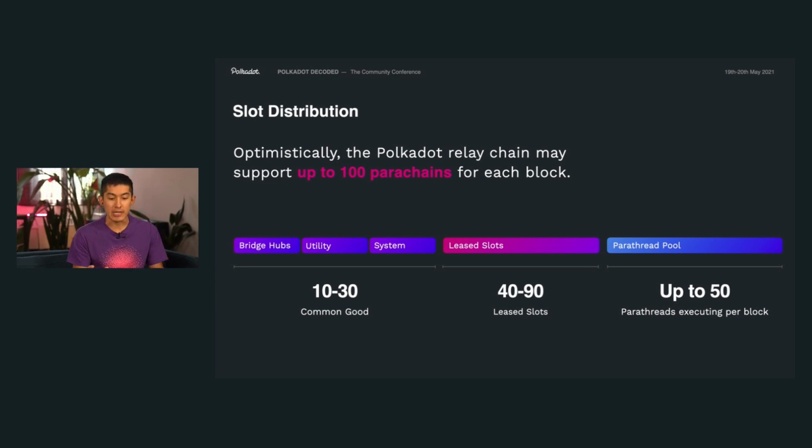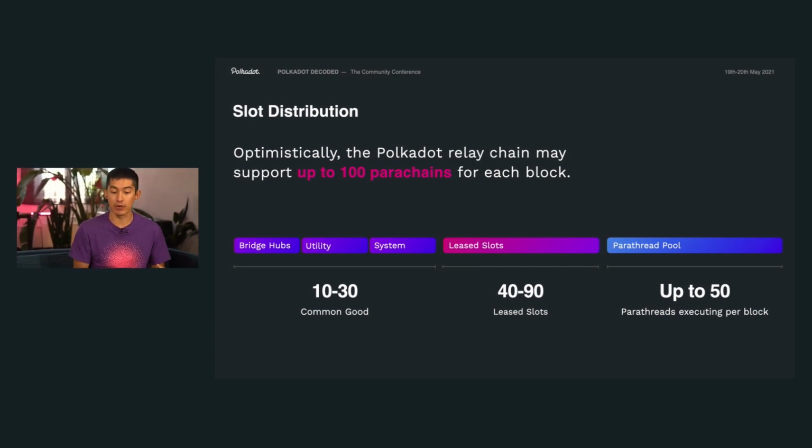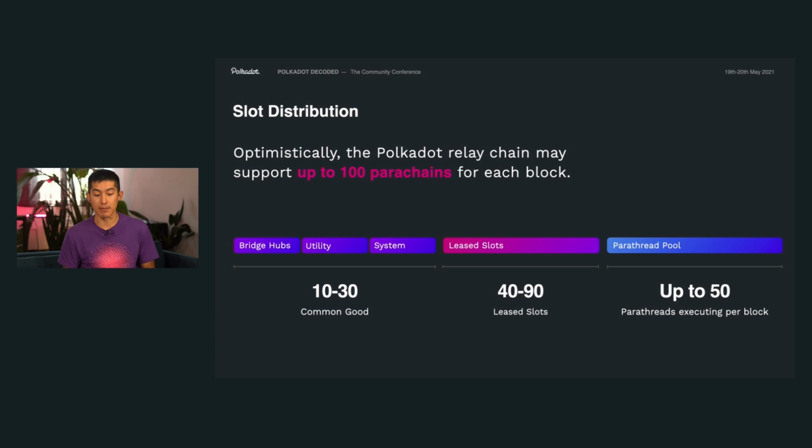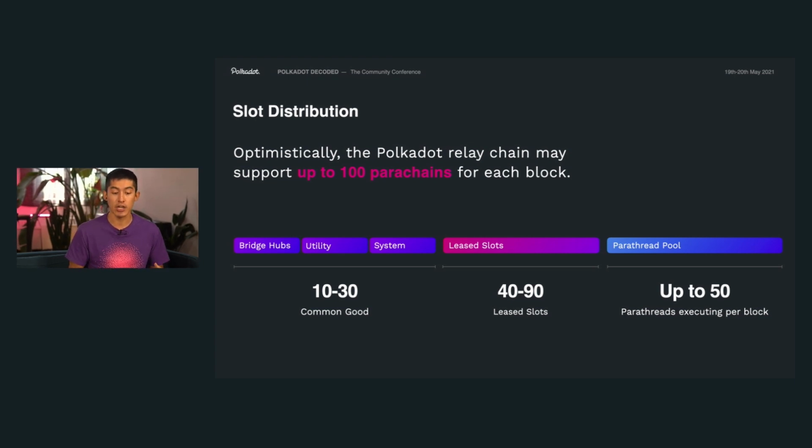There will be somewhere between 10 and 30 what we call common good chains. These are basically parachains which serve a utility to the whole Polkadot ecosystem. So you have things like bridges to Bitcoin and Ethereum, utility chains like Statemint, which will act as a multi-asset parachain for the whole ecosystem, and even system-level parachains, which will move logic off the relay chain. I think Rob talked about this a little bit in his last talk, but things like balances, staking, and governance, we can move those to parachain systems and free up resources on the relay chain, so the relay chain can focus all of its energy on providing the best services to the parachain ecosystem.